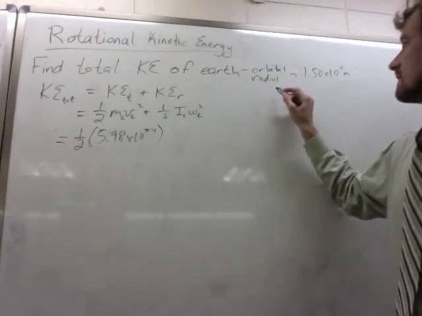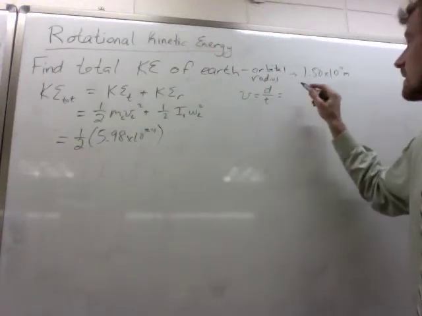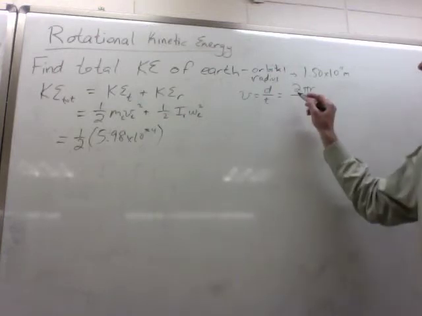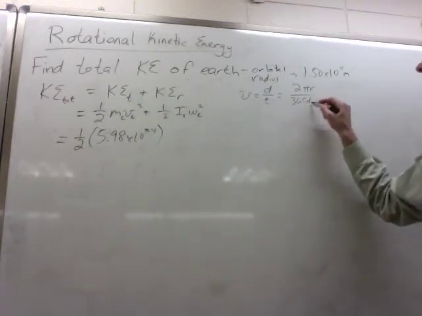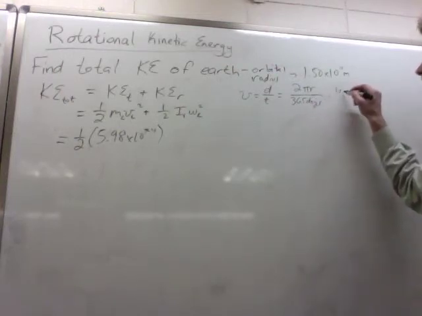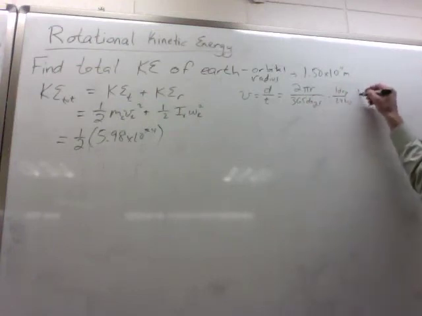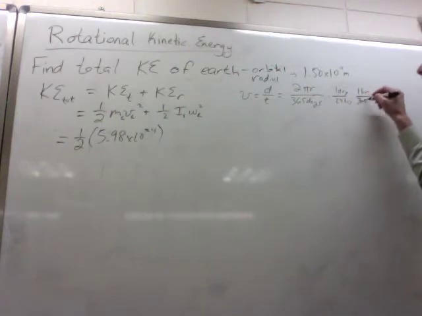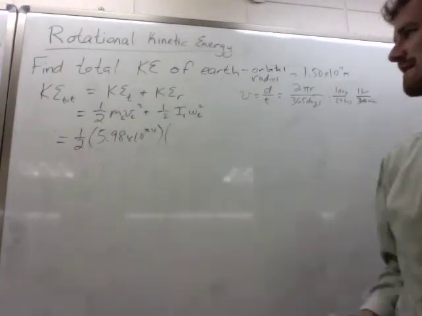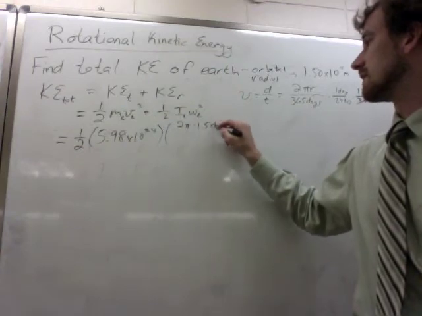So its velocity would be distance over time. Its distance, of course, is 2 pi r. That's the circumference of a circle. And we know our time is 365 days. And then we would need to convert 1 day to 24 hours, and 1 hour to 3,600 seconds. So then our velocity of the Earth is the very, very simple. See what I did there? That's a joke. It's not simple.